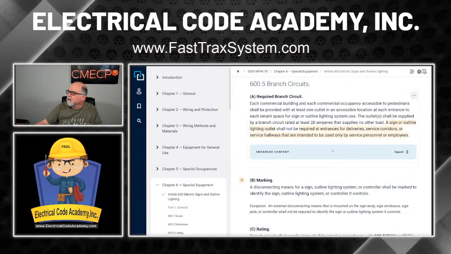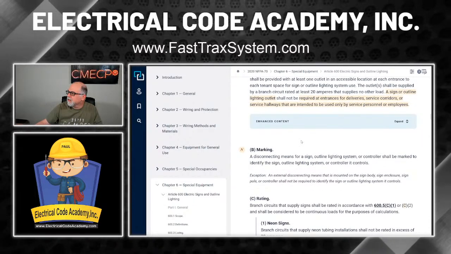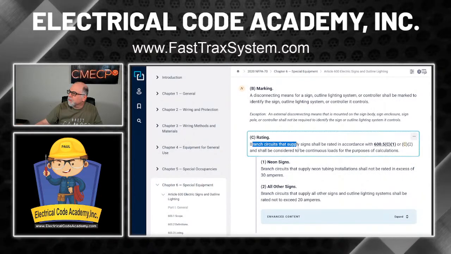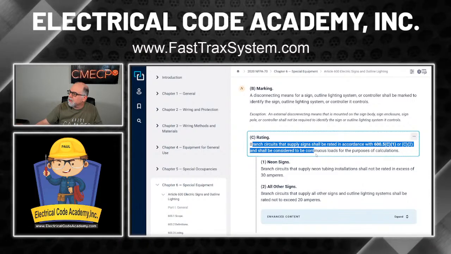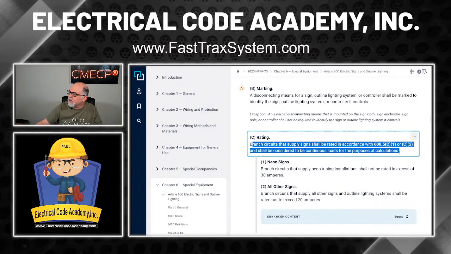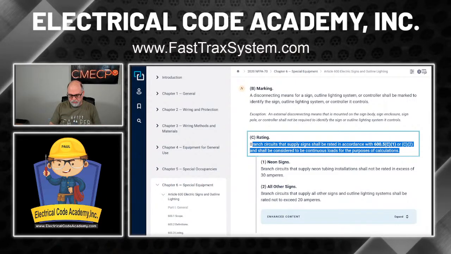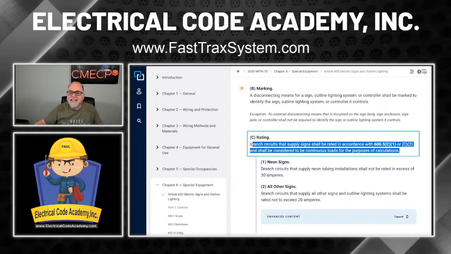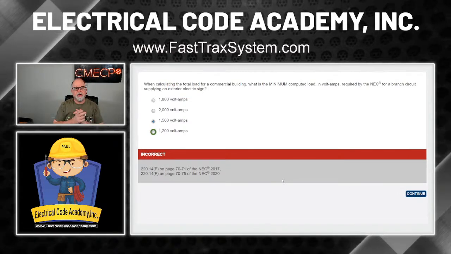Branch circuit rating. All right, here are the branch circuit requirements right here. And let's see here. Now notice, branch circuits that supply signs shall be rated in accordance with 600.5(C)(1) or (C)(2) and shall be considered to be a continuous load for the purpose of calculations. So if that's the case, let's take a chance here. It's 1200 times 1.25. That is 1500. And let's go back and look at our question, and let's choose 1500.